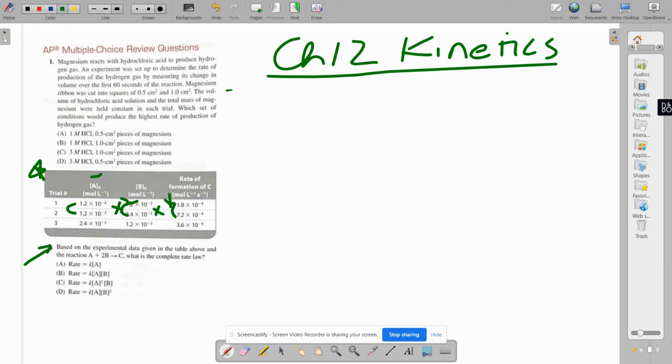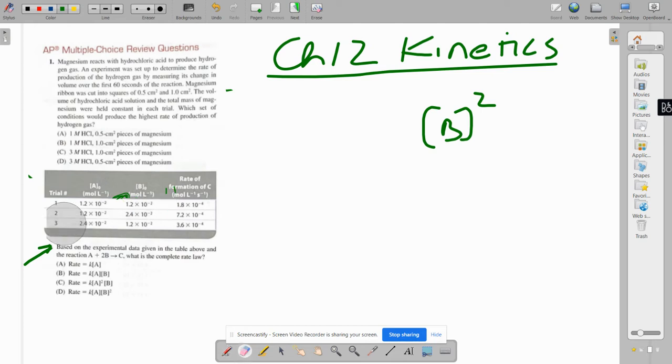So it looks like it's second order in terms of the concentration of B. Okay, just to write that a little more legibly, I'll write that one more time. So we held this constant, we doubled this concentration, and the rate quadrupled. Okay, so that would be second order.